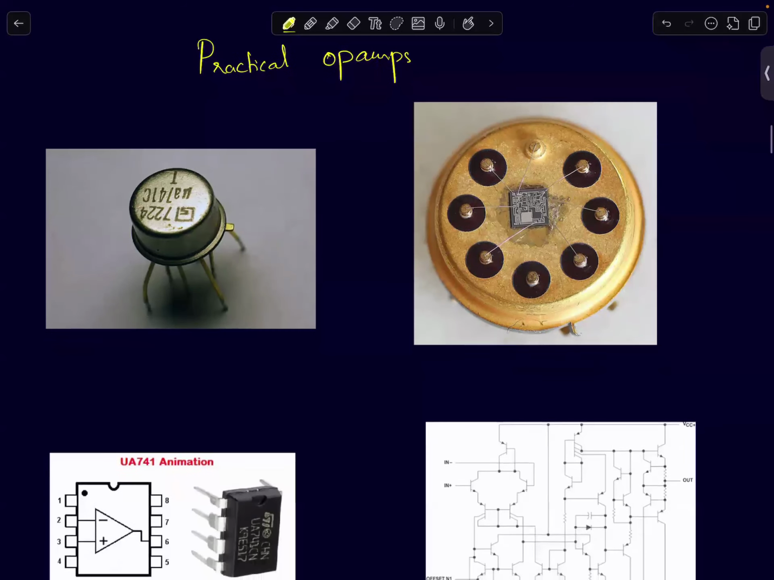So far, in the previous lectures that we have analyzed, we assumed that the op-amp is a magical three-terminal device with a very high gain. Okay, it's almost infinite gain. Now we will start looking at the op-amp from a practical point of view.